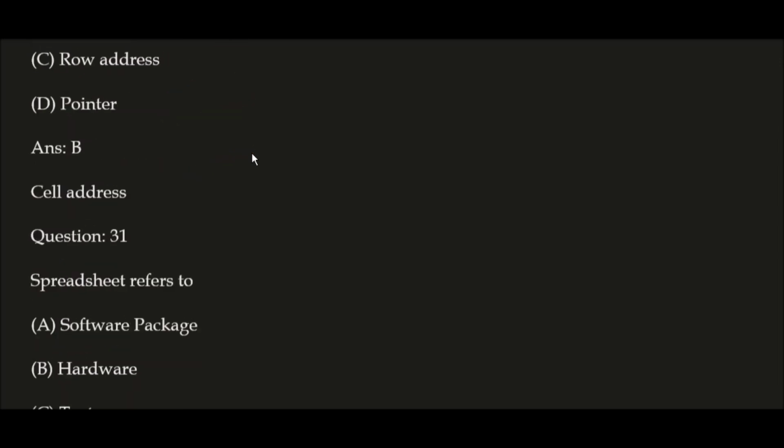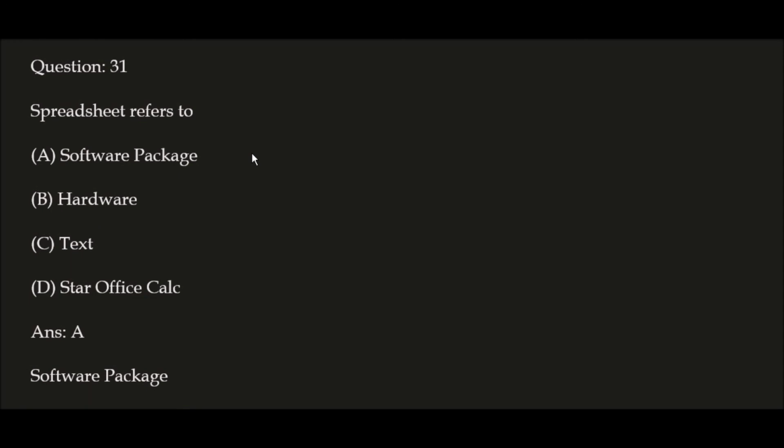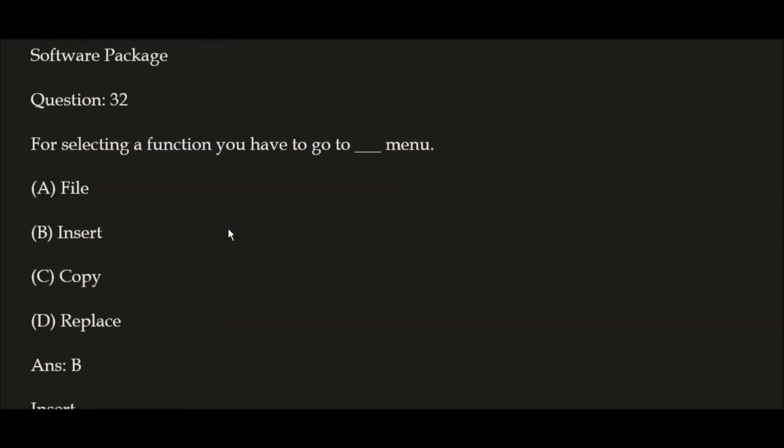Okay, next question. Spreadsheet refers to a software package. Okay, next question. For selecting a function, you have to go to blank space menu. Option A, file. Option B, insert. Option C, copy. Option D, replace. Correct answer here is option B, insert. For selecting a function, you have to go to the insert menu.